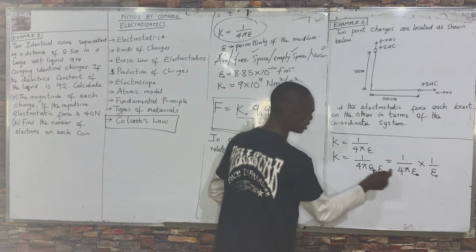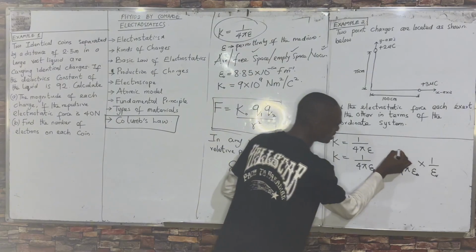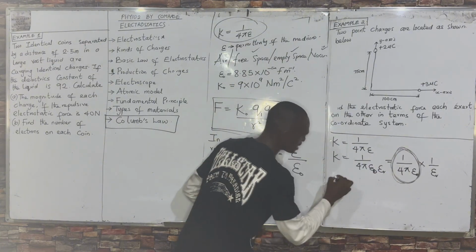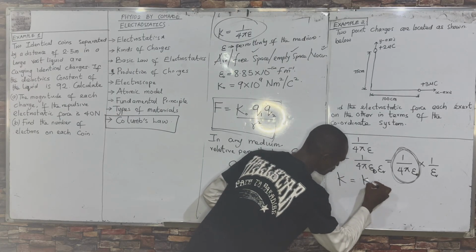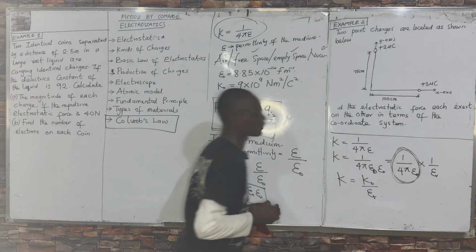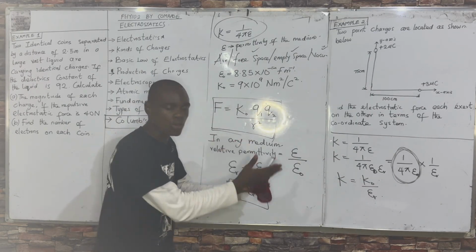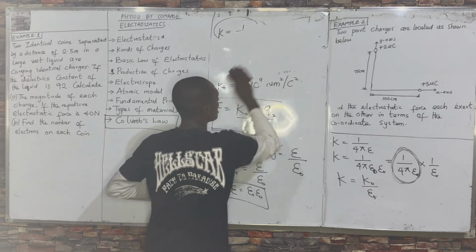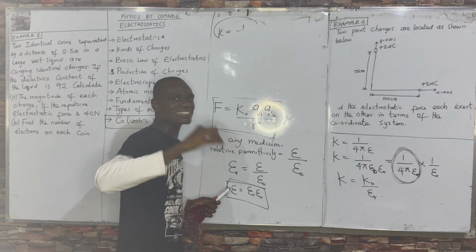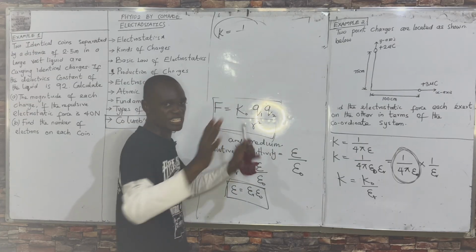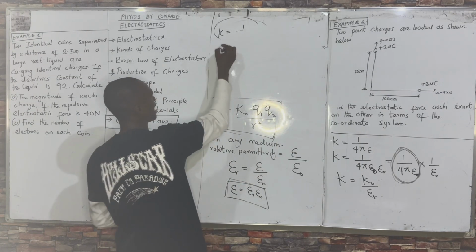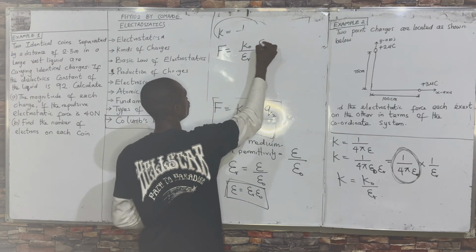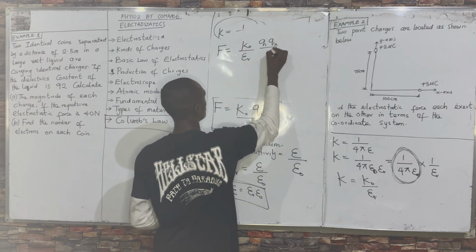1 times 1 will give you 1, and this term will give you this back. Now, this term is also what is called K naught. It means K becomes K naught over ER. What is the implication? The implication is that if the charges are interacting in a medium that is not free space or not air, then F becomes K naught over ER times Q1 Q2 over R squared.